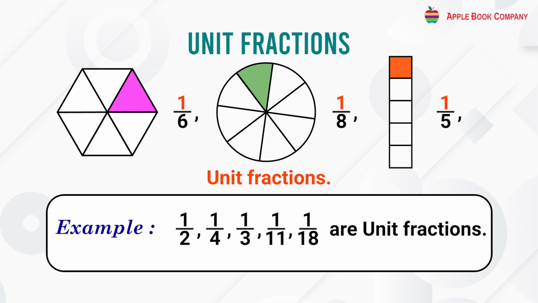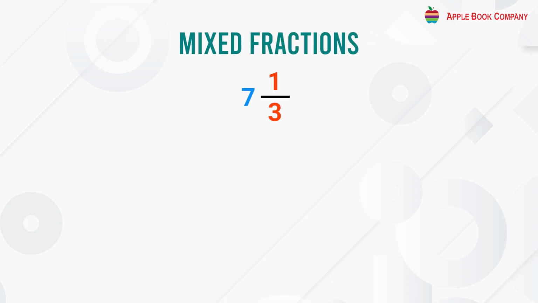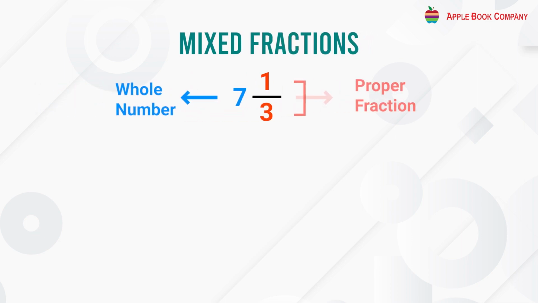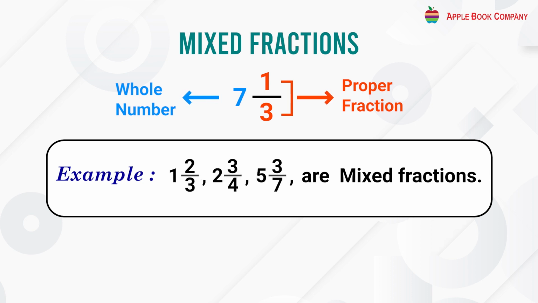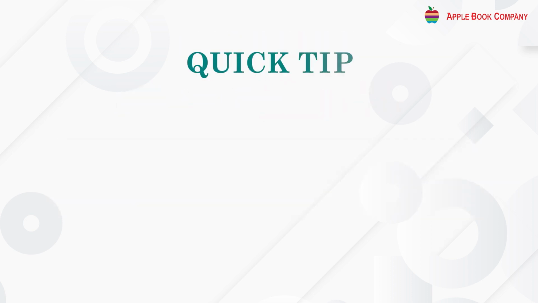These are unit fractions. What are mixed fractions? A mixed fraction is a combination of a whole number and a proper fraction. For example, 1 2 by 3, 2 3 by 4, 5 3 by 7. These are mixed fractions. Let's see a quick tip.